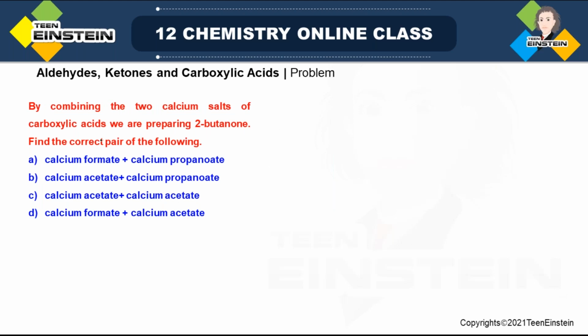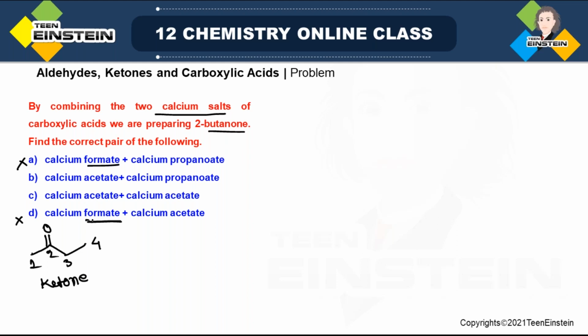Based on this, we have this question: by combining 2 calcium salts of carboxylic acid, we are preparing 2-butanone. 2-butanone means this structure. So you are trying to make 2-butanone, which is basically ketone. And in the previous slide, what we have seen, if your purpose is to make ketone, you cannot take one of the salt in the mixture as calcium formate. So based on this information, you can easily cancel option A and D, because here mention of calcium formate. So one of the salt cannot be calcium formate, right?